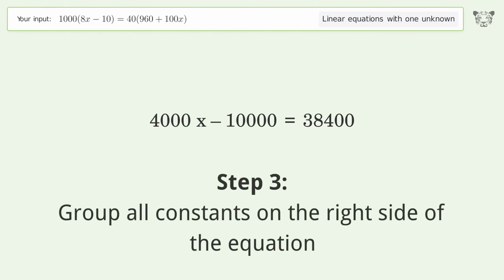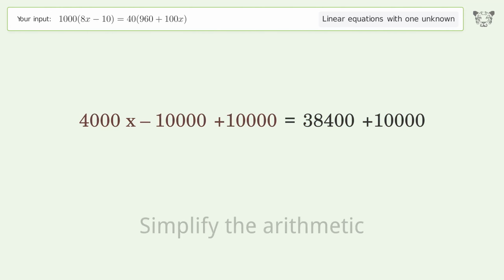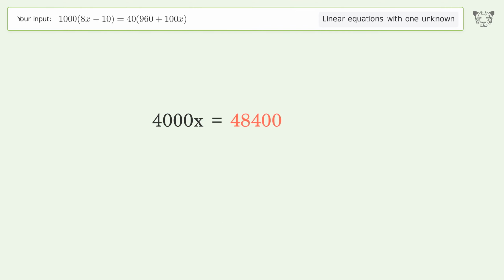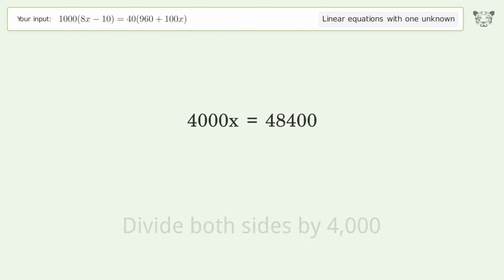Group all constants on the right side of the equation. Add 10,000 to both sides. Simplify the arithmetic. Isolate the x. Divide both sides by 4000.